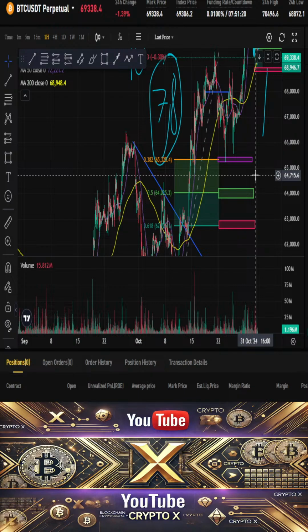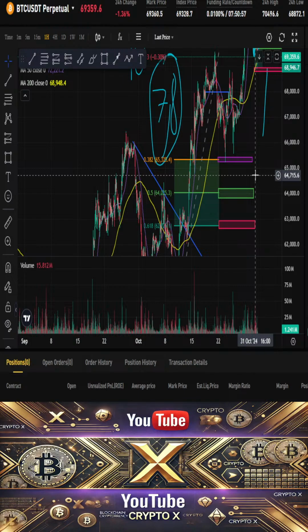Yeah. If it's a stable trend, then it will go up above 0.382. If it's not a stable trend, then it will come down after touching 0.382. Is that correct? Yeah.